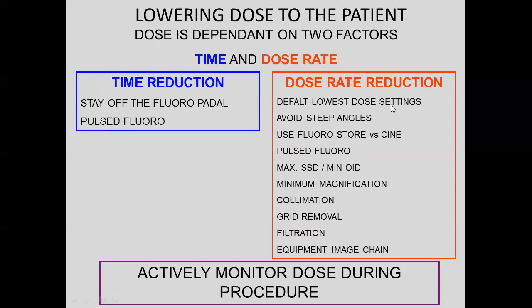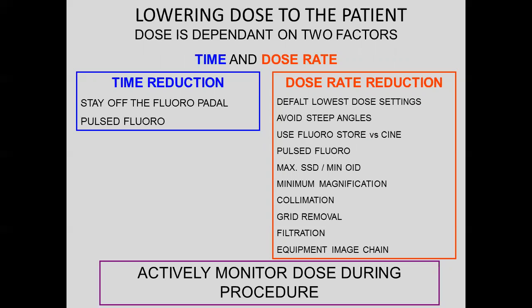One, default to the lowest settings. That was a big change we also did. Our machines come in at the lowest setting, and we have to up the radiation if we don't get an acceptable picture. It was the other way. We had the highest setting, and then I'd have to beg the doctors to change.